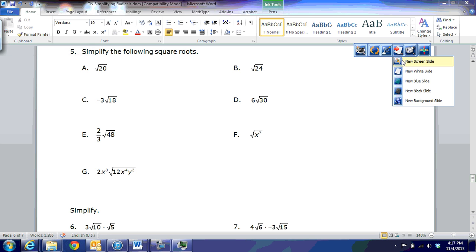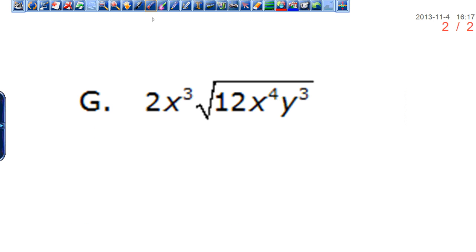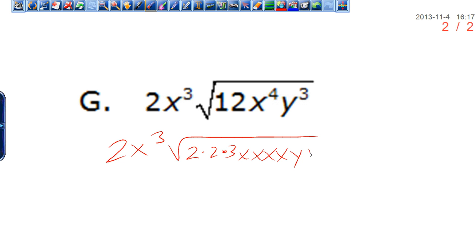Anywho, back to letter G. We're going to simplify this as much as possible. We got a 2 and an x cubed on the outside. On the inside, we can break 12 up into 6 times 2, which would be 2 times 2 times 3. And then I got 4 x's and 3 y's.